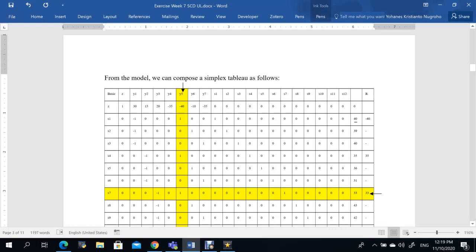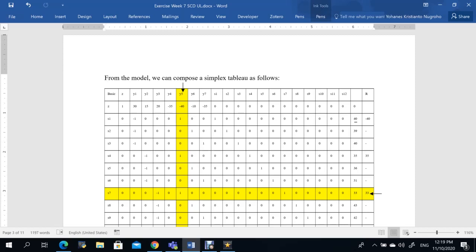In this case, we have y5 as an entering variable and s7 as a leaving variable. The reason for choosing those two variables is as follows. The coefficient in the z row for y5 is minus 40, meaning that by entering y5 as a new decision variable in our objective function, every additional 1 unit of y5 can increase the profit by 40.